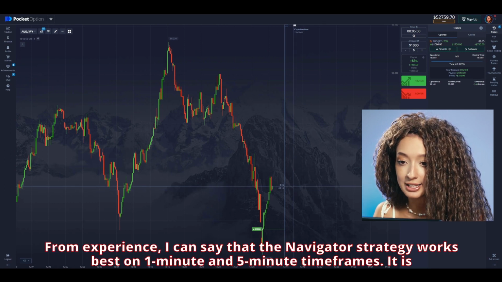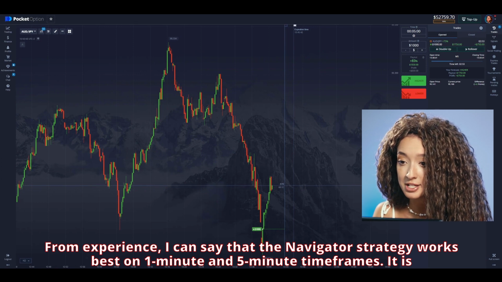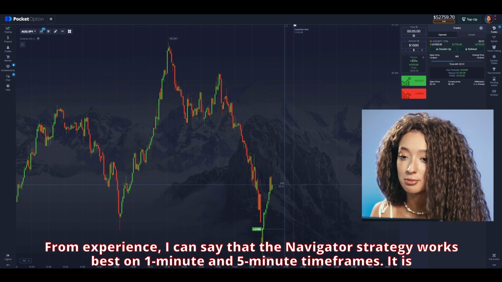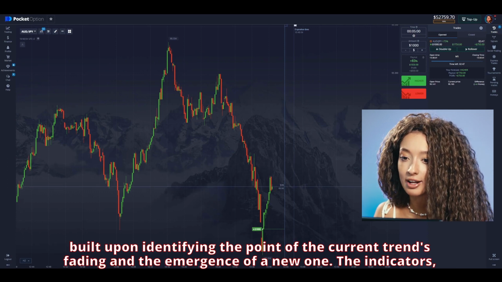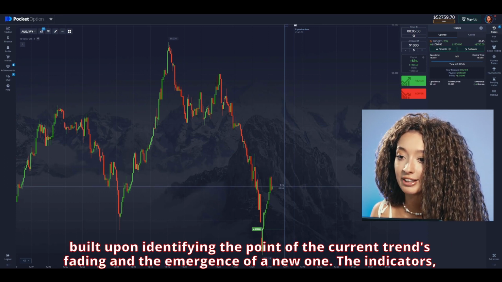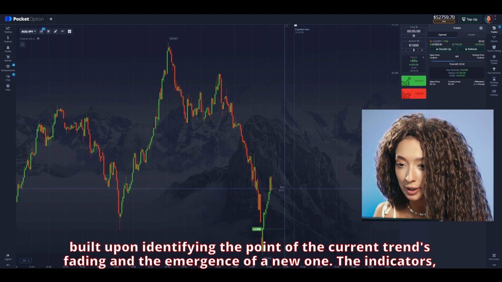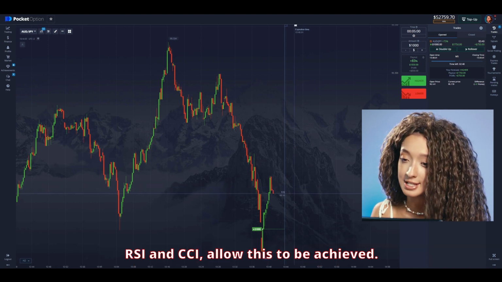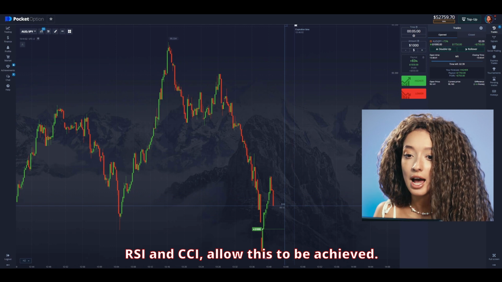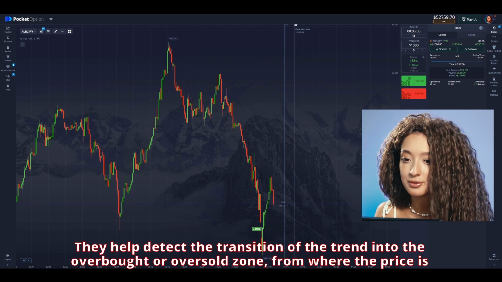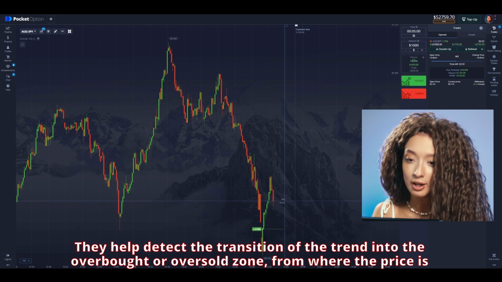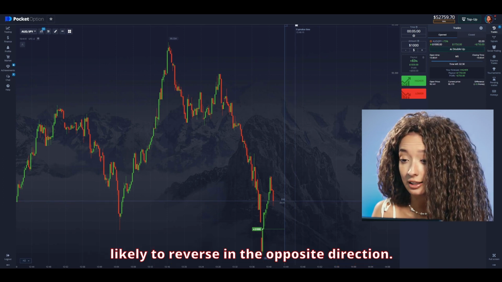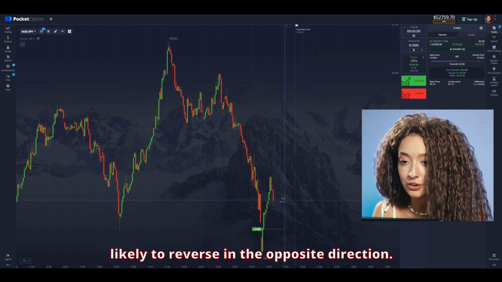From experience, I can say that the Navigator strategy works best on 1 minute and 5 minute time frames. It is really good at identifying the end of the current trend and the emergence of a new one. The indicators RSI and CCI allow this to be achieved. They help detect the transition of the trend into the overbought and oversold zone, from where the price is likely to reverse in the opposite direction.